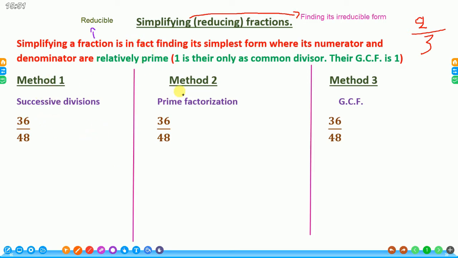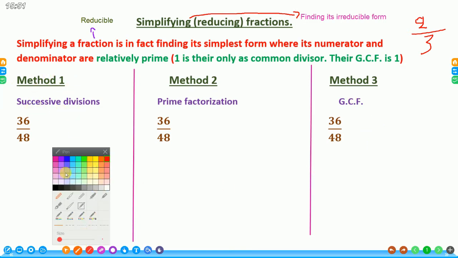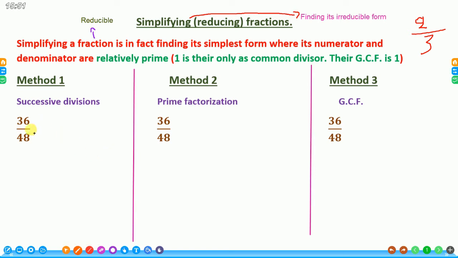Now to simplify a fraction, we have 3 methods. Let's start with method 1, successive divisions. What we mean by successive divisions is that we divide the numerator and denominator by common divisors. For example, 36 and 48 are both even. They are both divisible by 2. I will obtain 18 over 24.